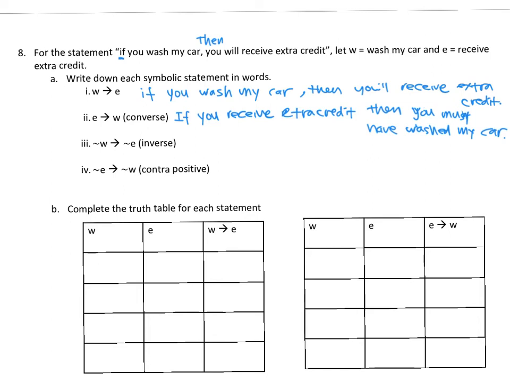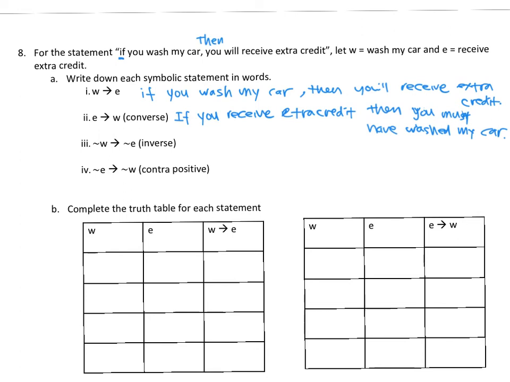Well, is that always true? I want you to think about it. Is it necessarily true? If somebody received the extra credit, is this person guaranteed to have washed my car? Well, we don't know that. It's possible, but are you 100% sure that's the case? No, because there might be other extra credit opportunities. Maybe this person did an extra project or something. So we don't know for sure this person washed the car. So I want you to think about that, about the converse statement.